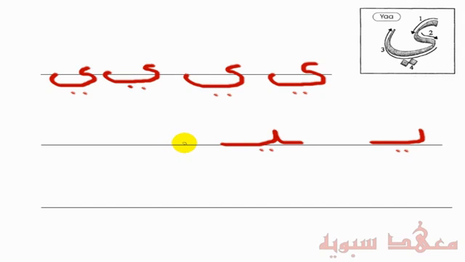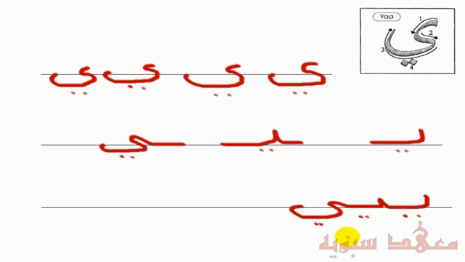Now with the end form, it's a bit different. That's the previous letter. What you do is you go slightly up, and then do that. So if I join these together, it'd be as follows. Okay, so we finished the alphabet. Walhamdulillahi Rabbil Alameen.